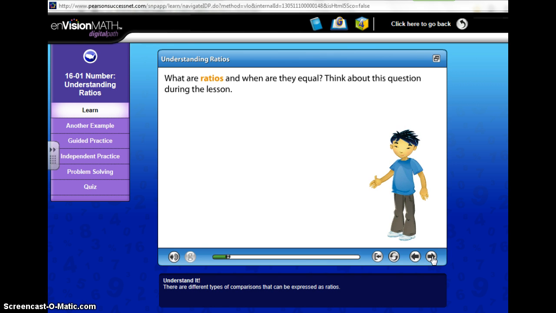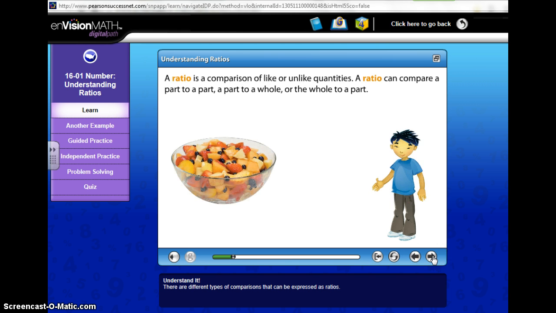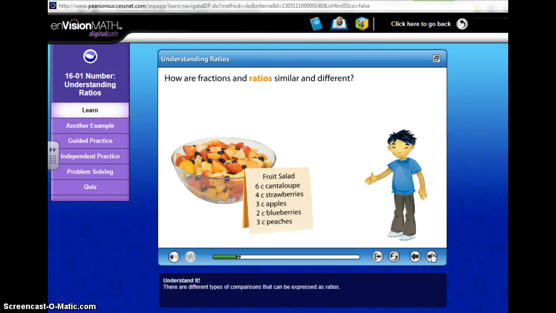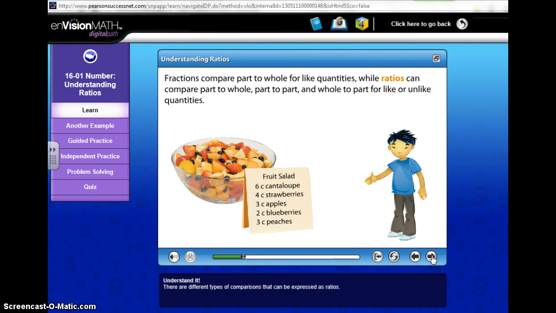What are ratios and when are they equal? This is our question for the day. So a ratio is a comparison of things that are alike, or it could be things that are not alike. How are fractions and ratios similar and different? Well, fractions compare parts to the whole thing. Remember how when we look at a fraction, our top number is what they're asking and our bottom number is the total? Well, ratios are a little different because they can compare parts to parts. For example, we have a fruit salad here, which is filled with all of these things.